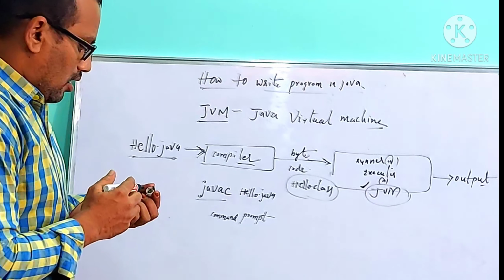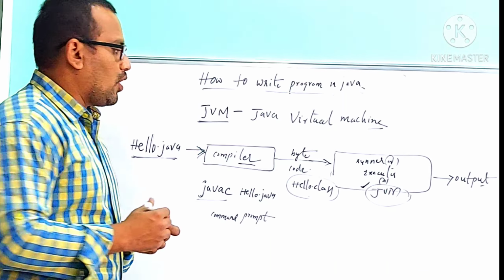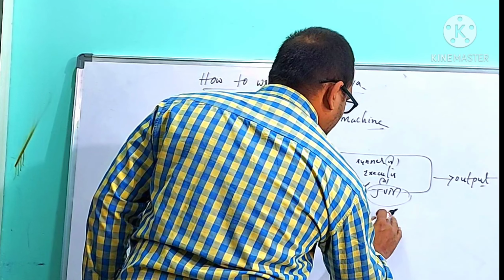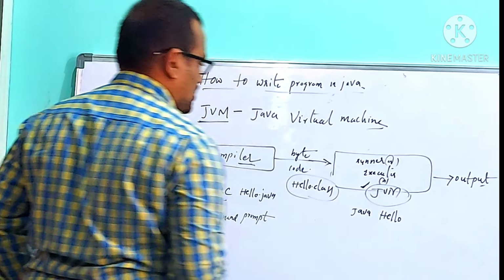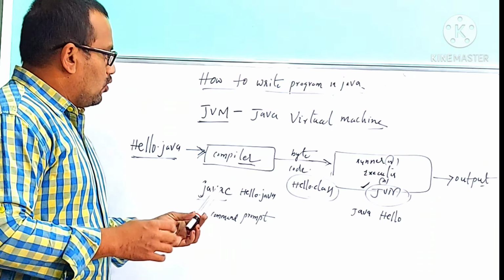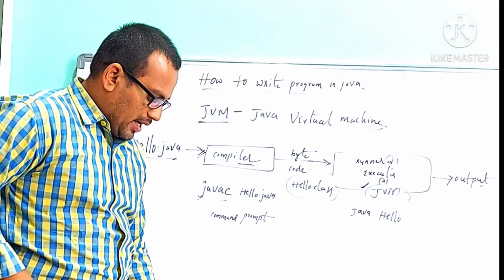So this is the two-step process of executing a Java program. To execute a Java program, we use java space program name, like hello. There is no dot extension. Okay, understood? So this is the two-step process of executing a Java program. Again, I am repeating it.